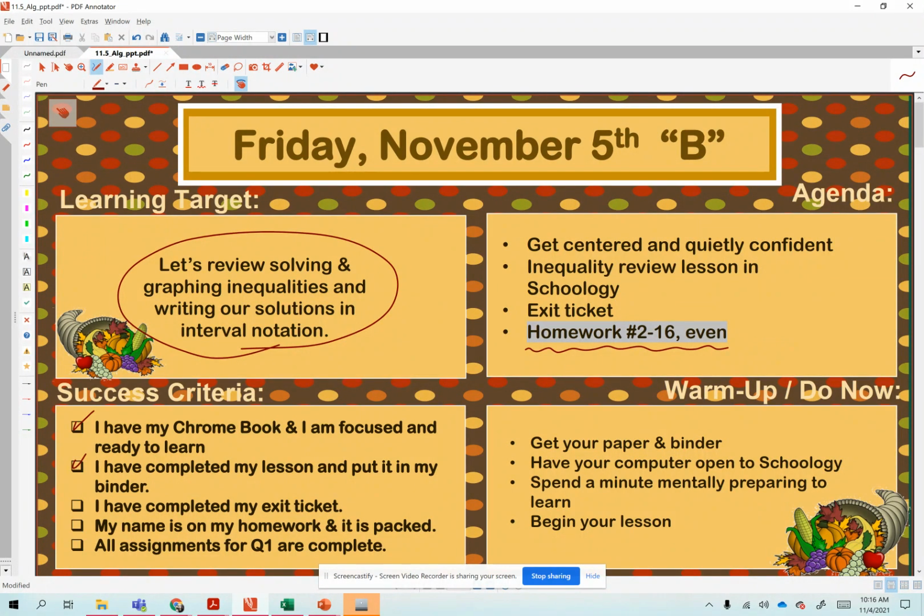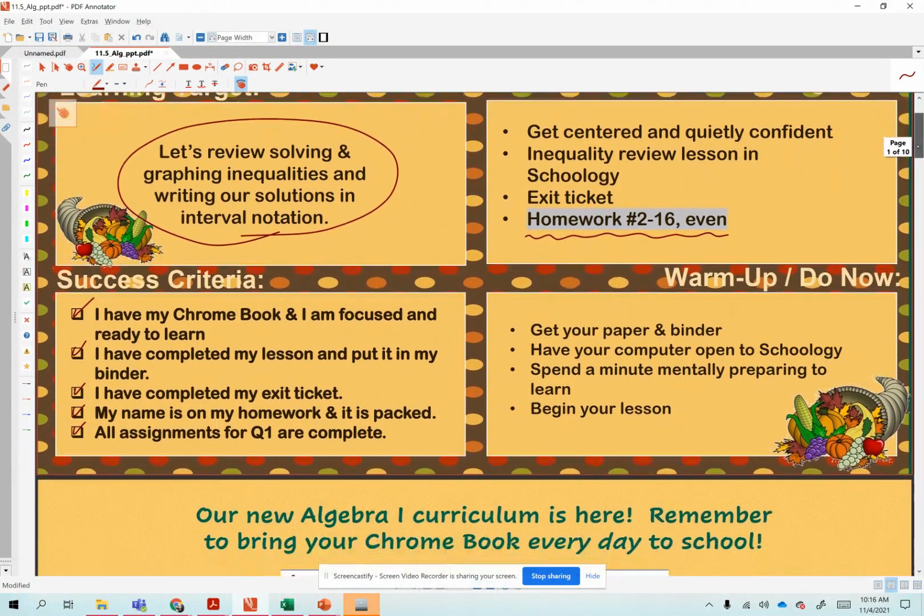Complete your lesson, make sure it's hole punched, and put it in your binder. Complete your exit ticket. I can tell who's worked their exit ticket, so make sure you do it. And those are the things that make a difference when it's time for grading. Make sure your homework is on your page and it is packed away. Actually, your homework is the same page as your lesson today. And go into Schoology, make sure all your assignments are complete. So hopefully you have your paper, your binder, your computer open. You kind of got yourself mentally prepared and ready, and let's start the lesson.